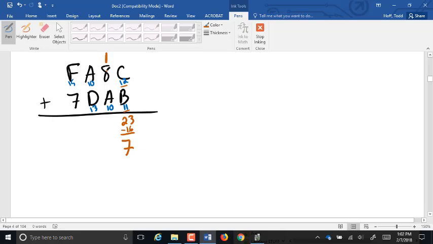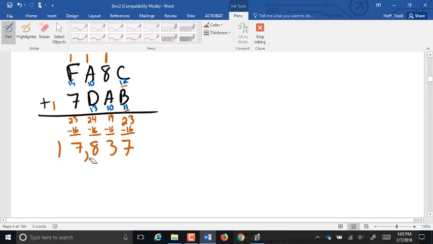1 and 8 is 9. Plus 10 is 19. Again, that's bigger than 16. Carry my 1. If I take away 16, what's left? 3. Good. 1 and 10 is 11. Plus 13 is 24. Bigger than 16, so I carry my 1 and I take away 16 to leave me with 8. 1 and 15 is 16, plus 7 is 23. I'm going to carry my 1. Take away 16 is 7 again, and then I bring down that 1.